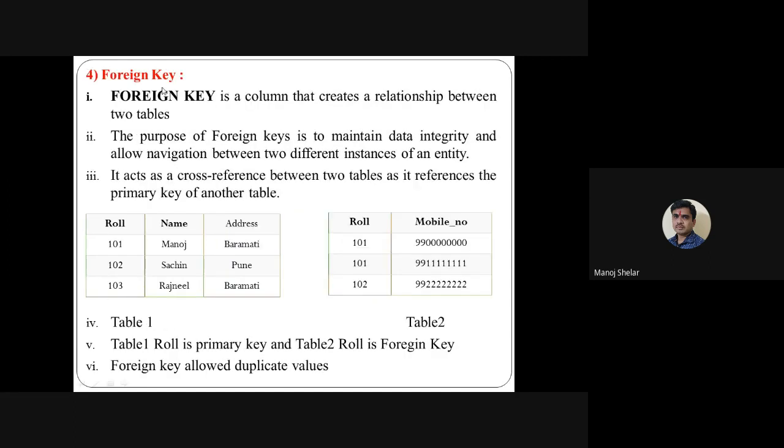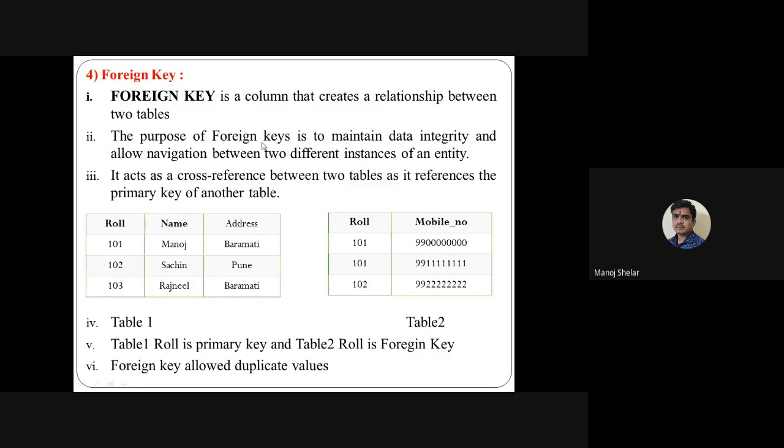Foreign key. Foreign key is a column, and here a primary key is a compulsory requirement for the foreign key. Primary key is available in one table, so if in one table roll number is a primary key, then in a second table roll number as a foreign key is possible. And foreign key conditions: duplicate values are allowed in a foreign key, and null values are also allowed in a foreign key. So simply, a foreign key is a column that creates a relationship between two tables. Means a primary key is the first requirement of the foreign key.